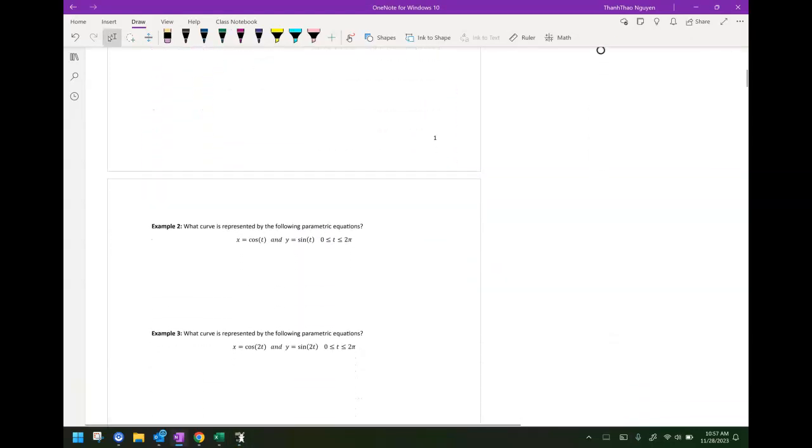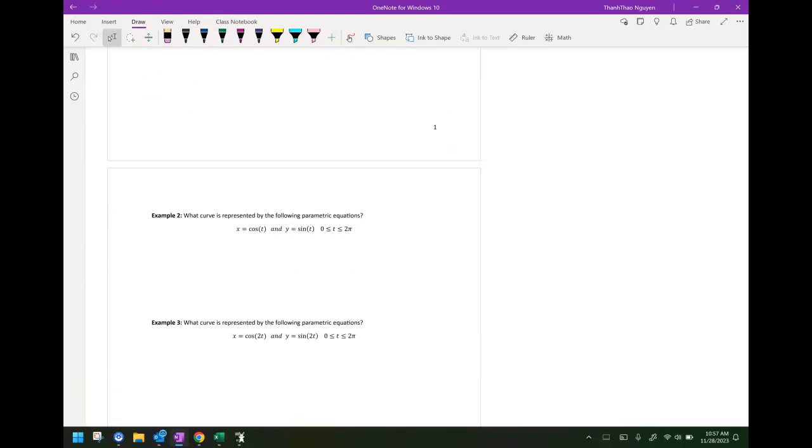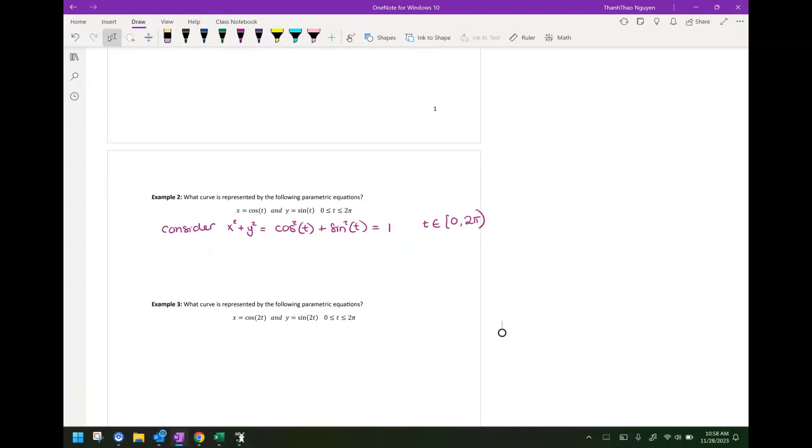So what is the curve represented by the following parametric equation? x equals cosine t and y equals sine t. So let's consider x squared plus y squared equals cosine squared t plus sine squared t equals 1, for t in the interval 0 to 2 pi. Okay. So this is the equation of the unit circle.